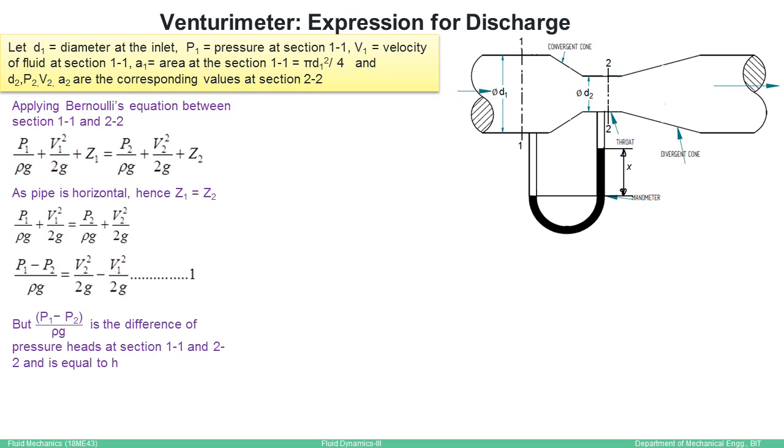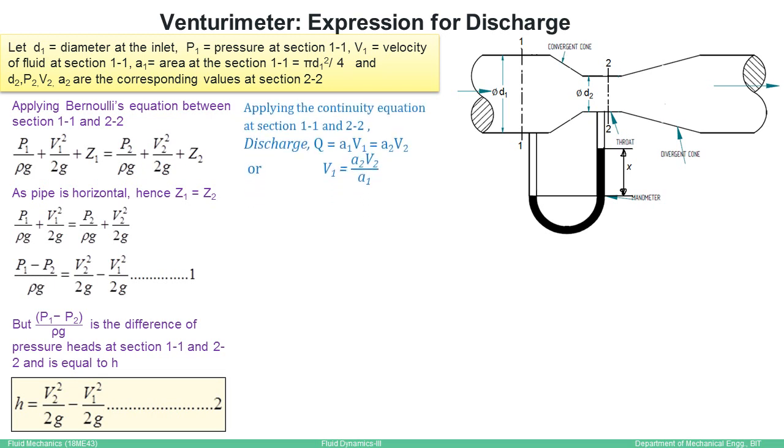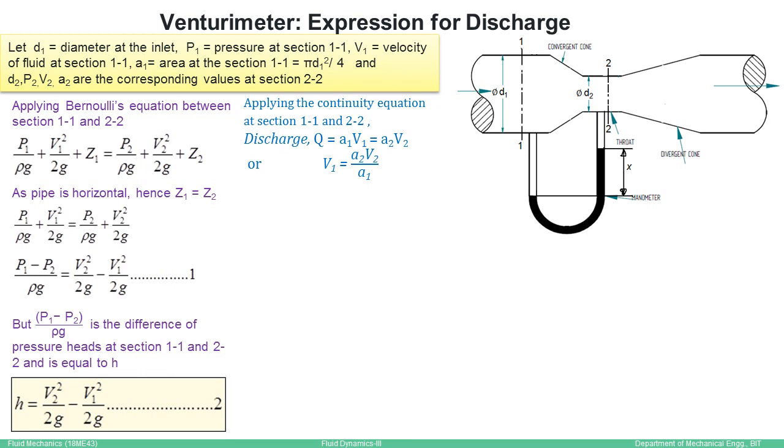But this difference, P1 minus P2 by rho g, is nothing but the difference in pressure heads between section 1-1 and 2-2, which can be replaced by the term h. So we have h equal to V2 square minus V1 square divided by 2g, since the denominator is common. We also know from the continuity equation that discharge is given by a1 v1 equal to a2 v2. Because of that, we can write v1 equal to a2 v2 by a1.